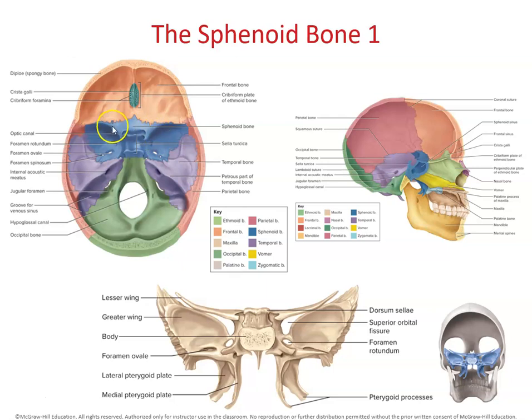We can see it here if we have the top of our head cut off and we're looking downward. We can see it here if we cut our skull in half. This is a very complex shaped bone, and it separates the brain case from the sinuses and facial bones.